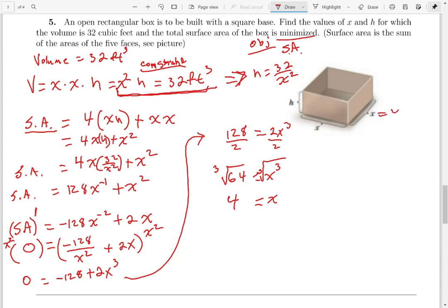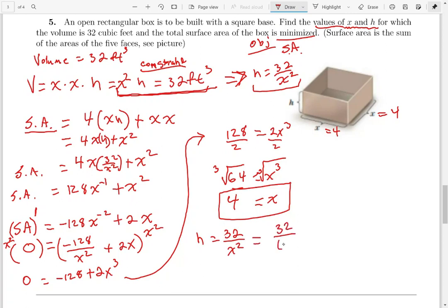Alright, so if x is equal to 4, now I just need to figure out what was the question. So we were told all that information, find the values of x and h where the surface area is minimized. And so the only thing that I need to find is x and h. Well, I also have that via my earlier constraint formula that h is equal to 32 divided by x squared, and so this is then 32 divided by 4 squared, which is 32 divided by 16, or 2. And so now I know that h is equal to 2.